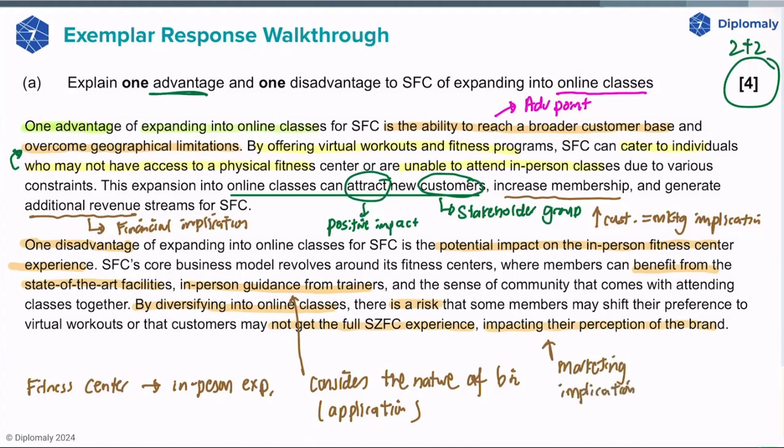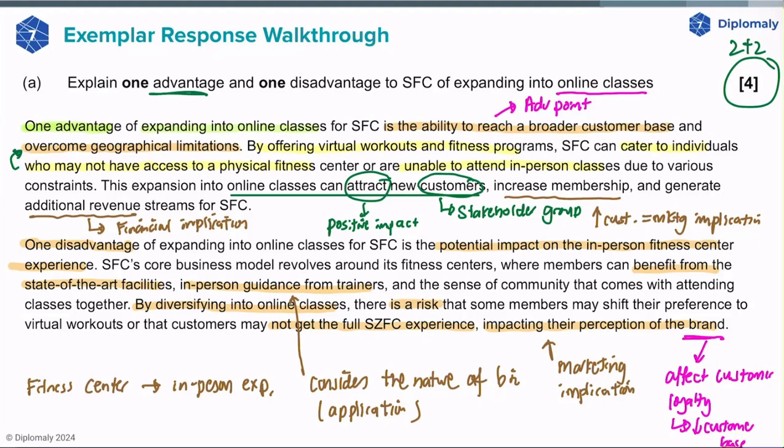And what you can also really think about is, because it's talking about the impact on the brand, this might affect, if you really want to stretch your response, customer loyalty. And if customer loyalty is being affected, it means that customers might brand switch to other rivals. So for SFC, they might then lose their customer base, right? Which defeats their initial purpose of expanding to online classes, because their intention was to reach out to a larger customer base, right? So these are some of the perspectives and angles on how you can tackle this question.